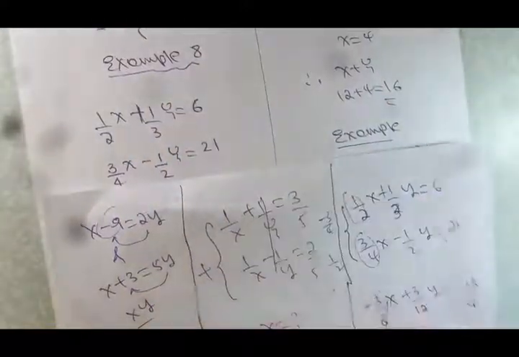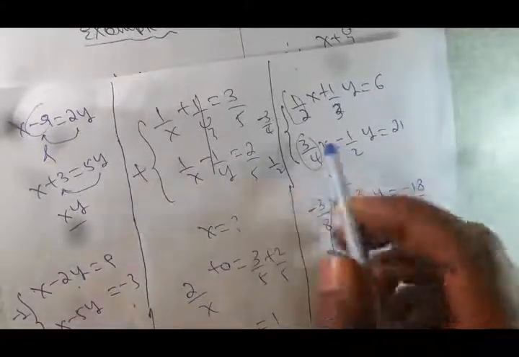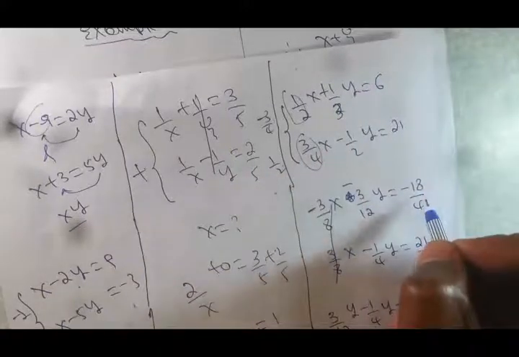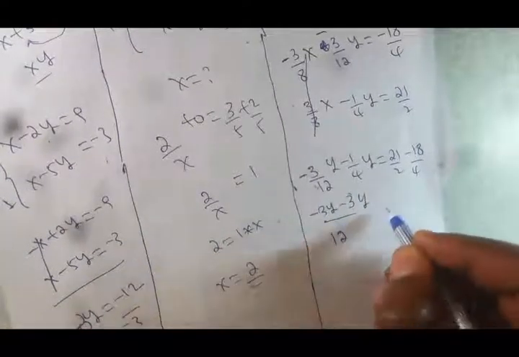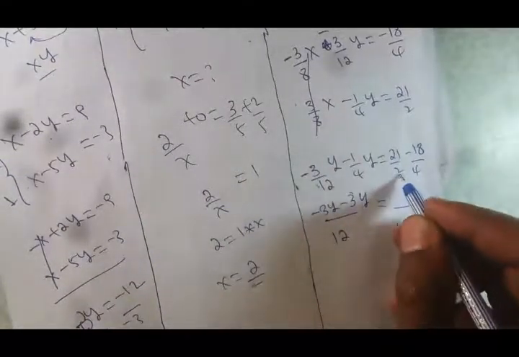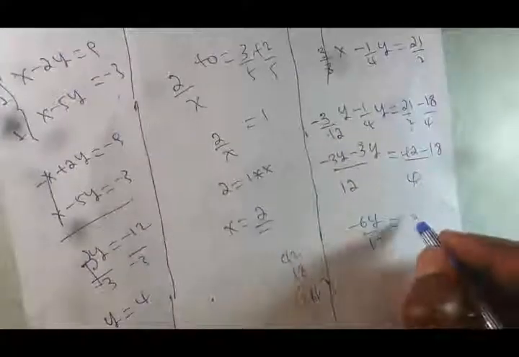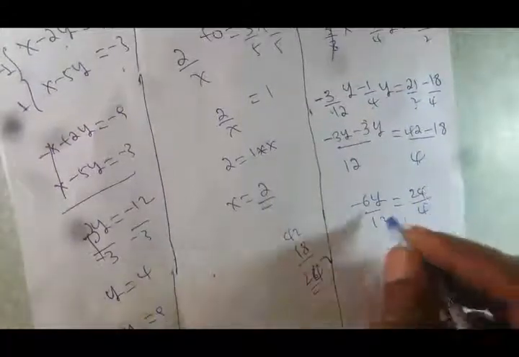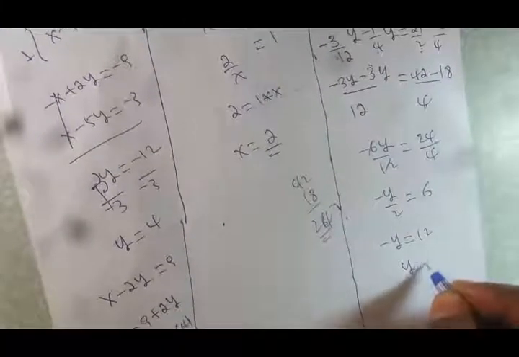So minus 3 over 4 times this will be minus 3 over 12y is equal to the negative of this number, minus 18 over 4. Therefore this must be negative, and when we take 4 common, 4 divided by 2, 2 times 21 is 42 minus 18. Therefore minus 6y over 12 is equal to 24 over 4. Therefore this will be cancelled. Minus y over 2 is equal to 6. To find y, cross multiply: minus y is equal to 12. The value of y is equal to minus 12.